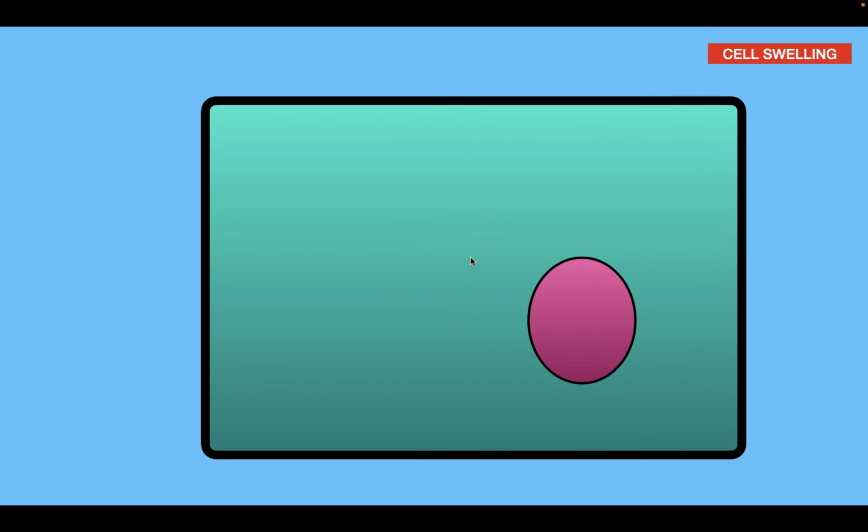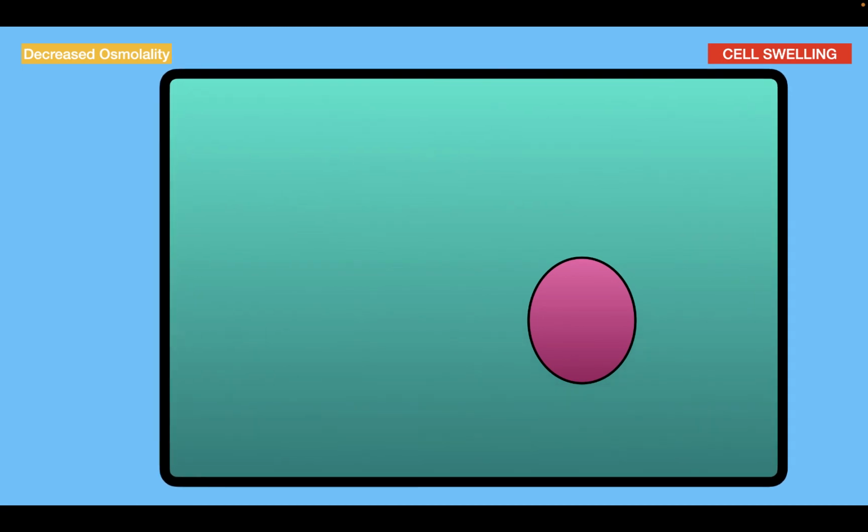So if a cell were put into a hypoosmolar environment, or when we decrease the osmolality outside the cell, what would happen is that the cell would swell. So how does the cell respond to this situation? Well, the swelling can actually activate many different mechanisms. The first mechanism is that the swelling will activate potassium channels. So the potassium channels will allow potassium to flow out of the cell and therefore decrease the osmolality inside the cell, allowing water to leave the cell.